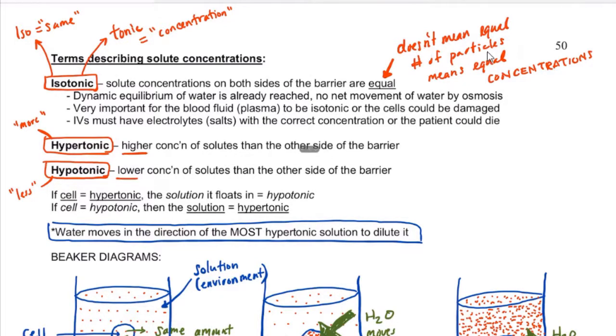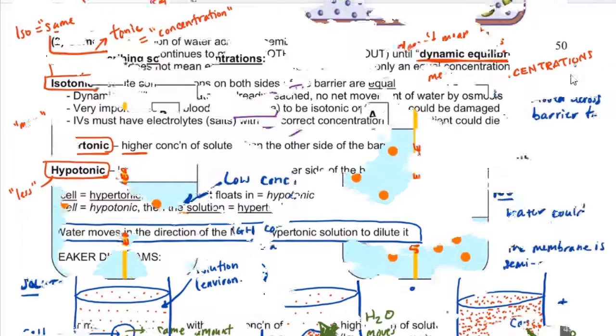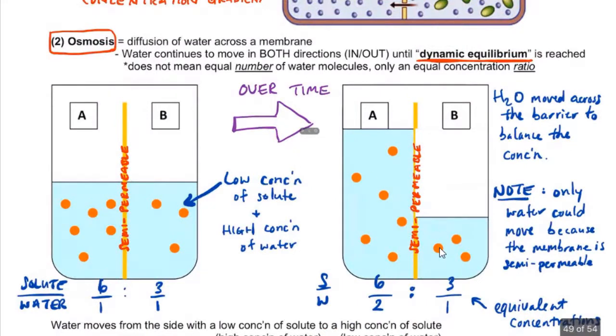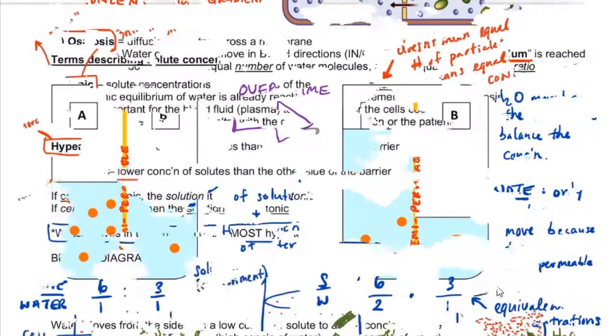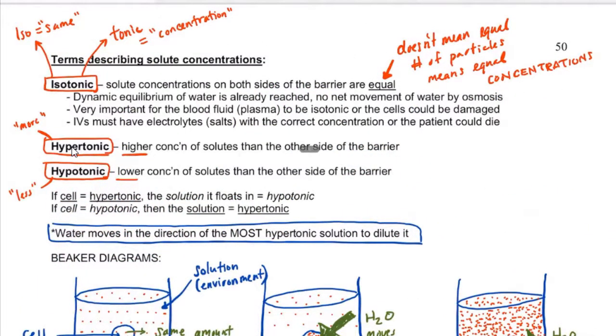Again, it doesn't mean equal number of particles. It means equal concentrations. Because clearly in that diagram above, we can see it's not equal water particles, and it's not equal solute particles, but it is equal concentration. So again, this would be considered isotonic. Same on both sides of the barrier. If it's hypertonic, it means that the concentration of the solute is very high. Hyper means more, hypo means less.